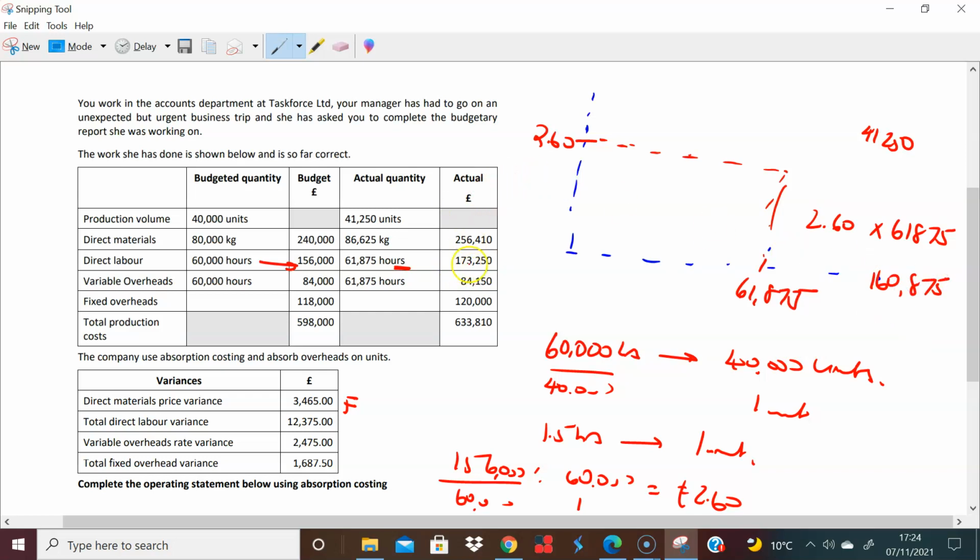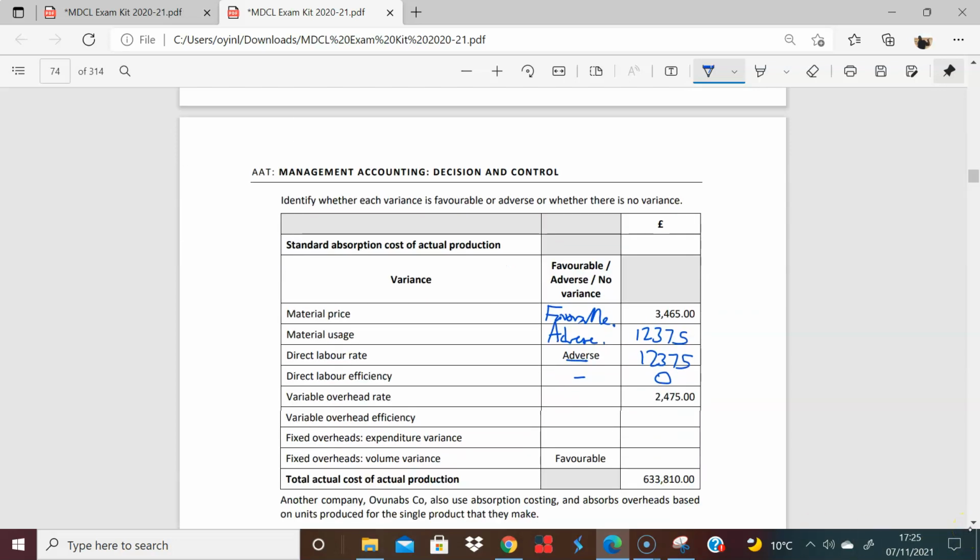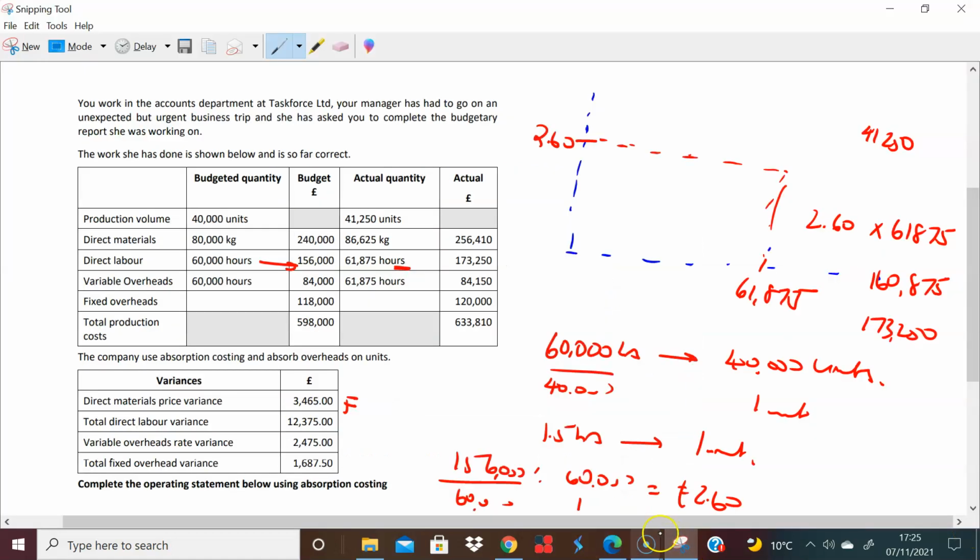You spent 173,250. So you spent more than you should have. By how much? Subtract the 160,875 from 173,250, and you get 12,375. And that is adverse. So to be fair, probably this is the only gift they've given us, telling us this is adverse and giving us the answers. So you have that.